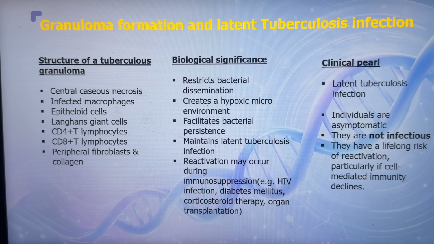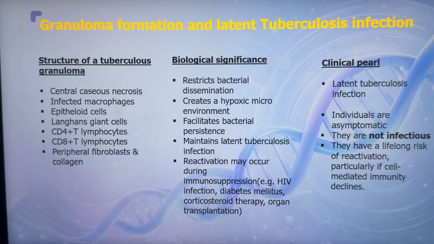Therefore, the granuloma is simultaneously protective for the host and protective for the bacillus. A dual agent, actually. The granuloma is therefore a double-edged sword. It maintains latent tuberculosis infection because bacilli are contained rather than eliminated. The patient enters latent tuberculosis infection, or LTBI.